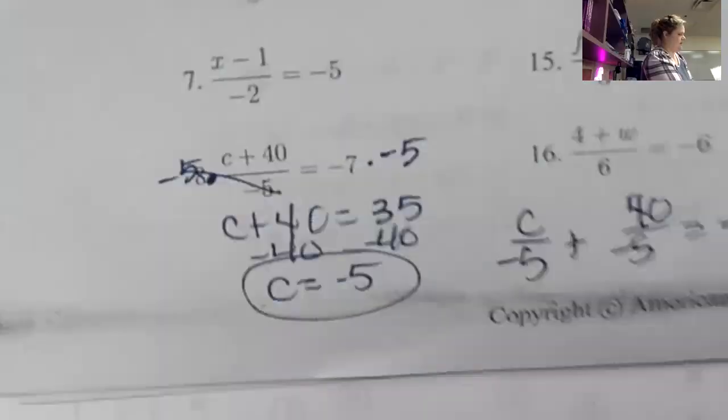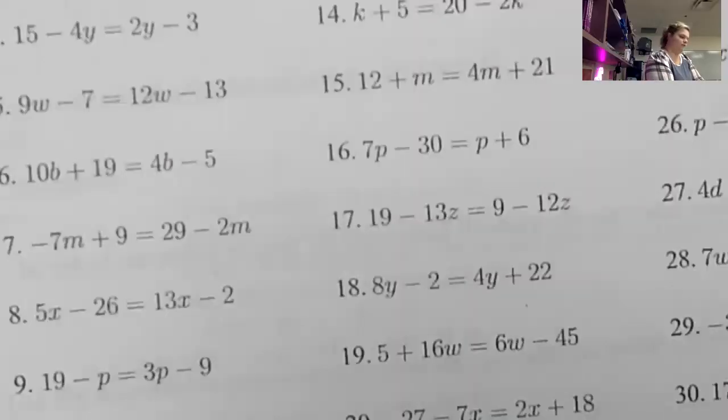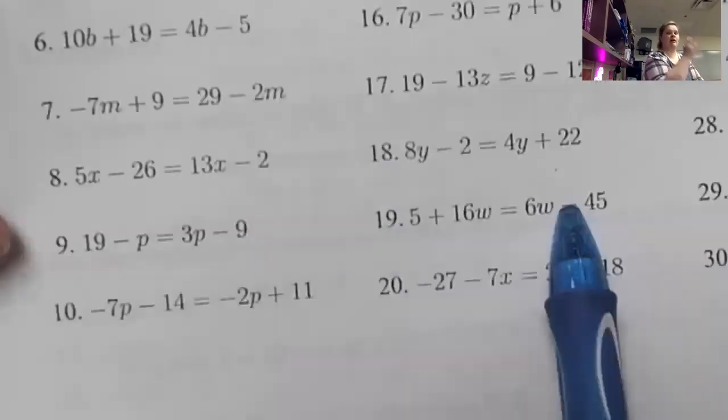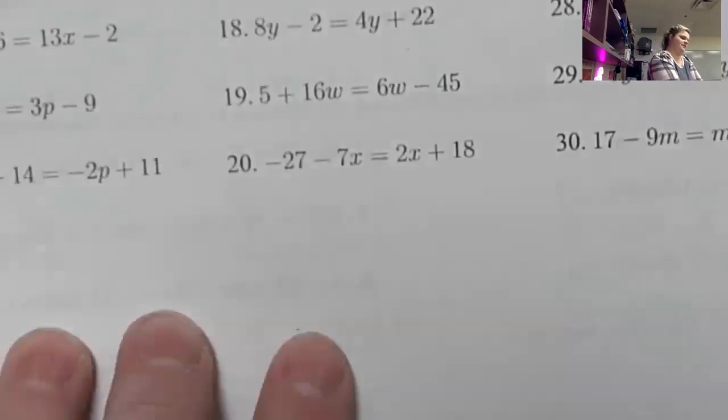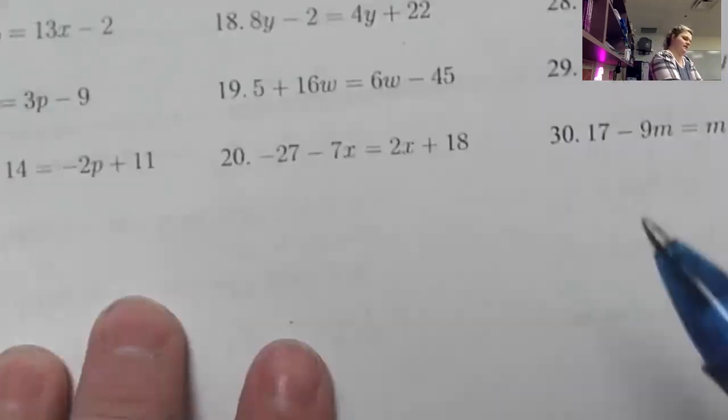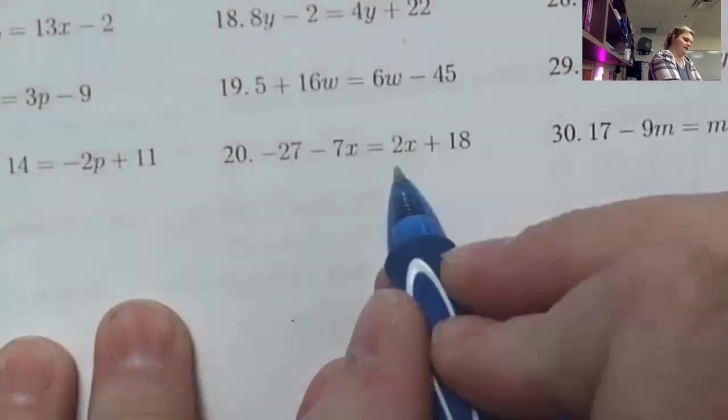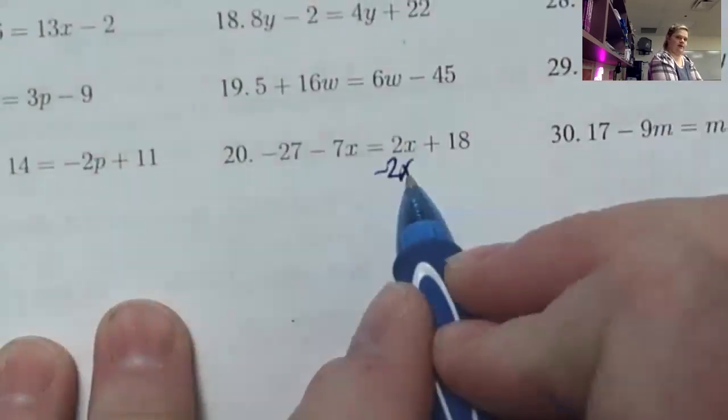Sometimes you're going to see them on opposite sides. So we have to move things. So I need all of my x's on one side, all of my numbers on the other. So if I want to move all of my x's to this side, how do I get rid of the positive 2x? I need to subtract it. Okay, so that's now gone on that side.